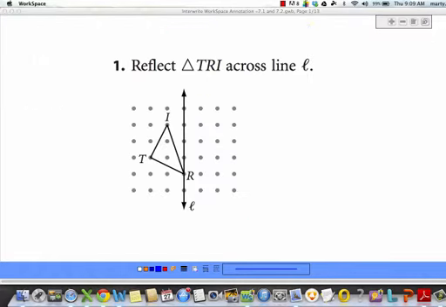Let's take a look at an example of all three. Reflection across the line L. R is on line L, so it can't go anywhere. This guy is 2 units this way, which means when it reflects over, it'll go 2 units this way. This guy is 1 unit, 1 unit. And then when we connect up the lines, we get something that looks like this guy, and this guy, and this guy.